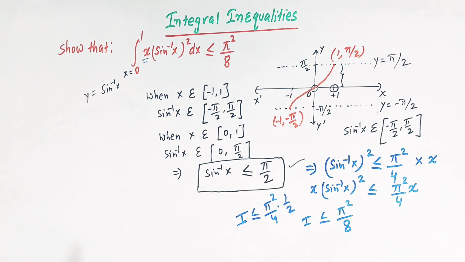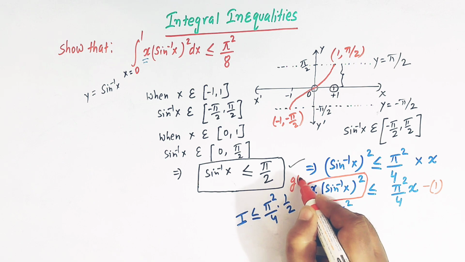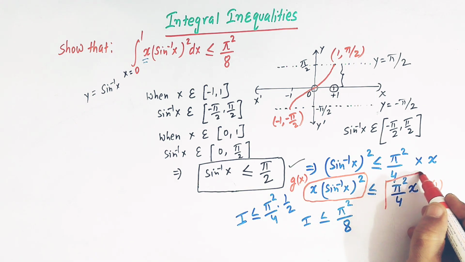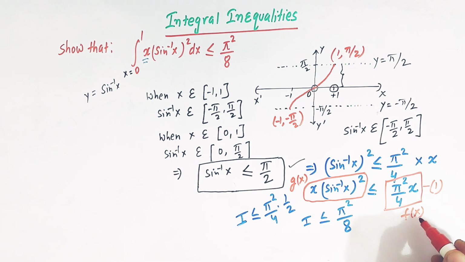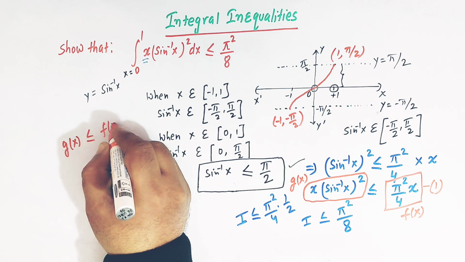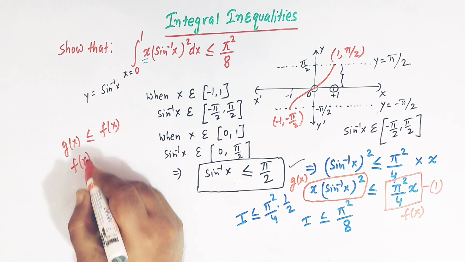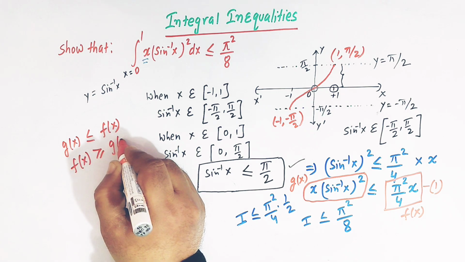And here I would like to mention one important result from definite integrals, right? Now see this inequality. Here we have x times (sine inverse x) square is less than or equal to pi square over 4 times x, right? So if we denote this function by say g of x, and this function by f of x, we'll get g of x is less than or equal to f of x. So we can also write this inequality as f of x greater than or equal to g of x, right?